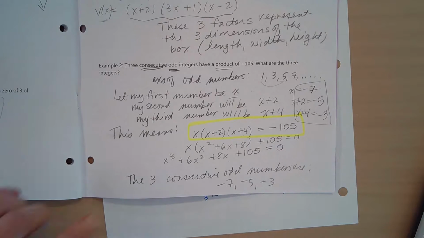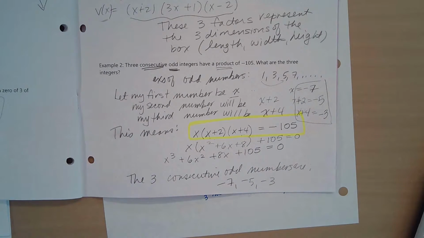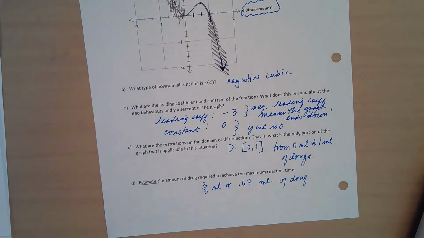That gave me my -7, and because I was only solving for x, there was only one x-intercept. I defined x as my first number, then x plus 2 as my second number, and then x plus 3. Agreed? So that's one way to solve it.